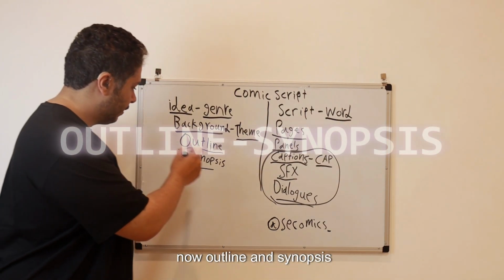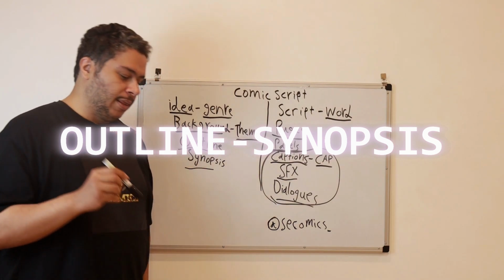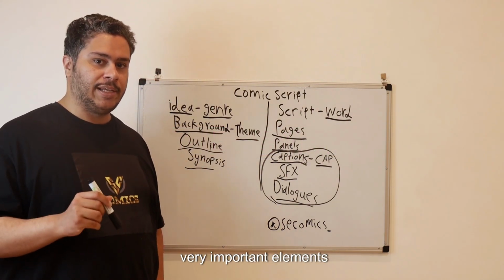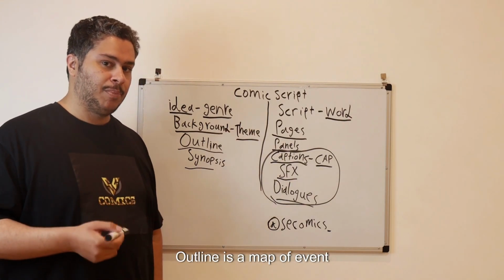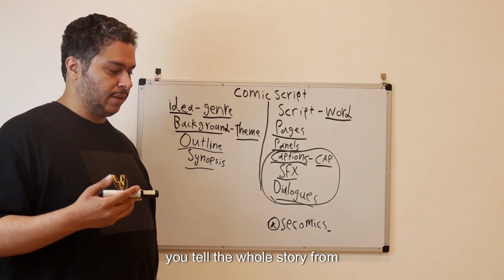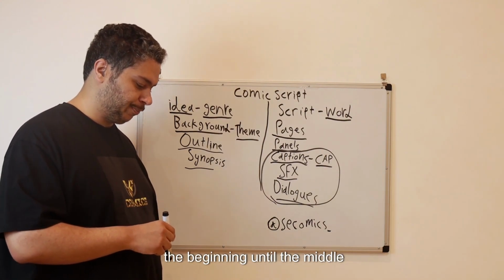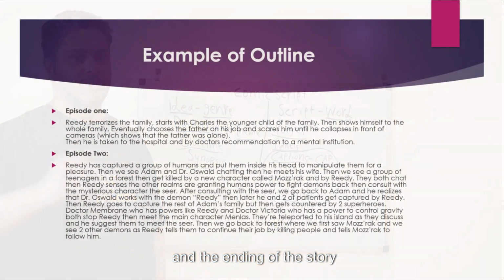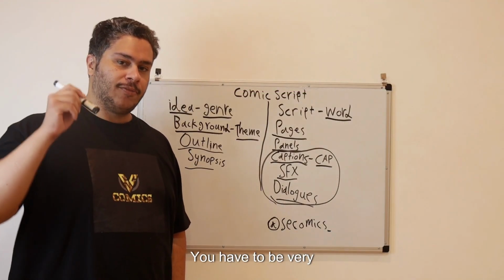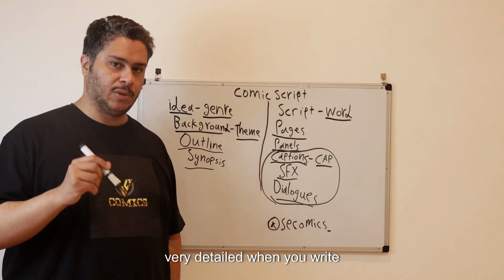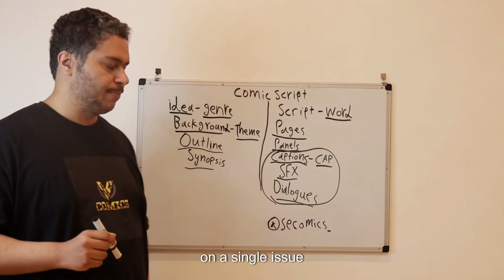Okay, now outline and synopsis. These are two very, very important elements. What are they? Outline is a map of events. Basically, you tell the whole story from the beginning until the middle and the ending of the story. For example, you write episode 1 or issue 1, it's going to happen this and this. Episode 2, it's going to happen this and this. You have to be very, very specific, very detailed when you write a single issue.